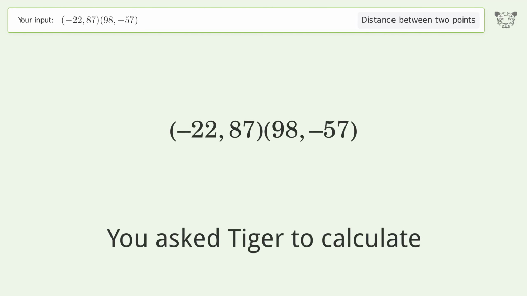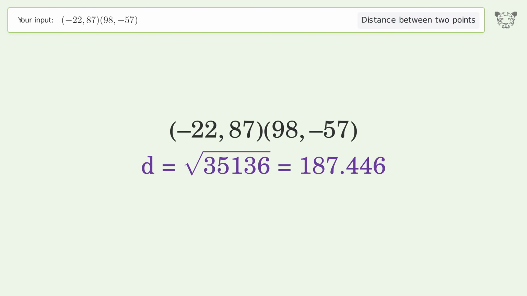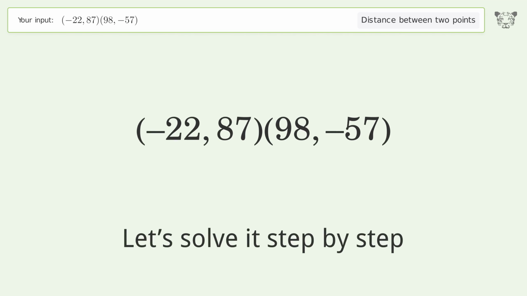You ask Tiger to calculate. This deals with the distance between 2 points. The distance between the 2 points is the square root of 35,136, or 187.446. Let's solve it step by step.